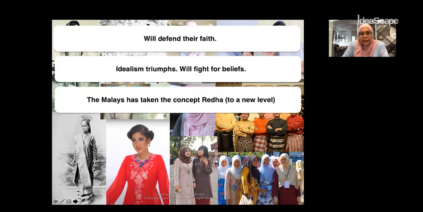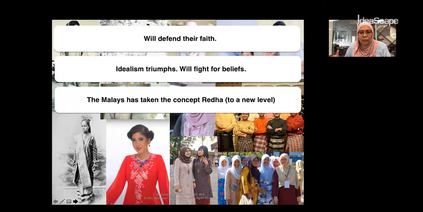The Malays have taken the concept of redha to a new level. What is redha? To non-Malay speakers, redha is simply put submission, understanding or total faith that this is what's meant for me. Now, what does this mean for us as marketeers is that because the Malays have accepted the concept of redha, they tend to be a little less competitive if we compare to our Chinese neighbors.